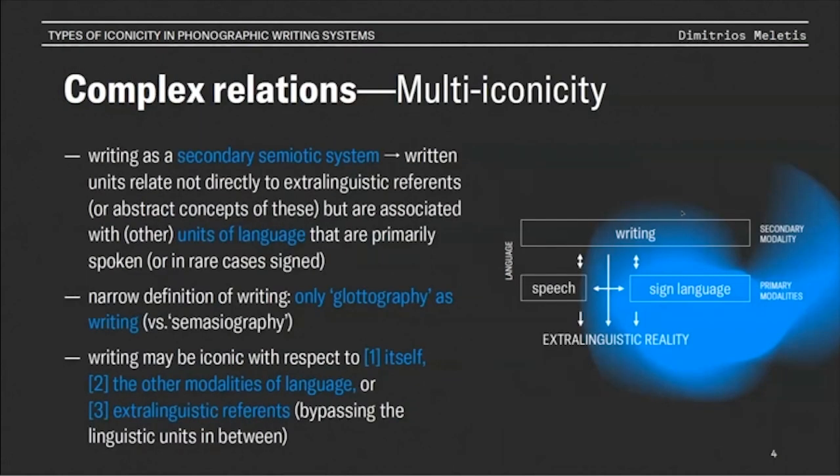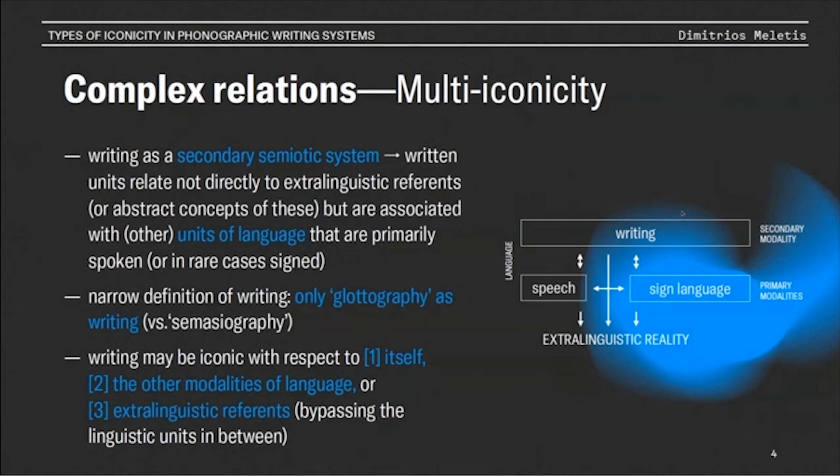So if we're looking at iconicity in writing, then what we see right away is that there is a complex web of relations that we have to accommodate. So multi-iconicity, so to speak, iconicity at various levels. And that's, of course, as we know, because writing is a secondary semiotic modality. Secondary not meaning less important, just that it operates at a different level.